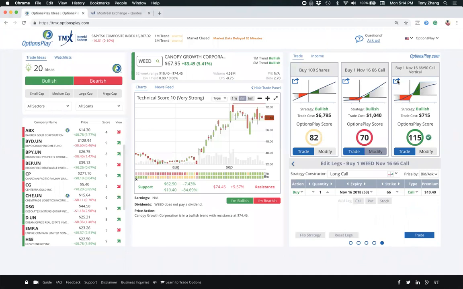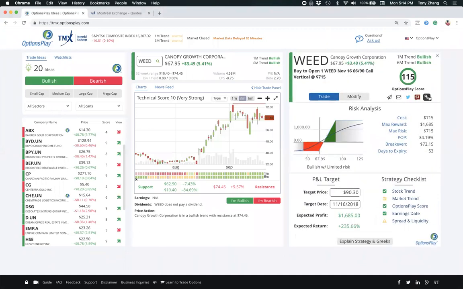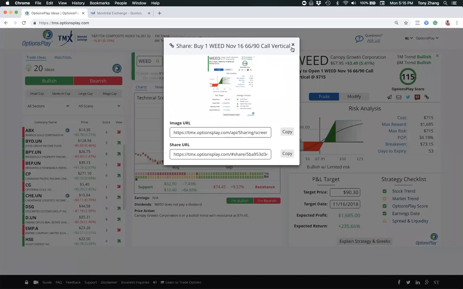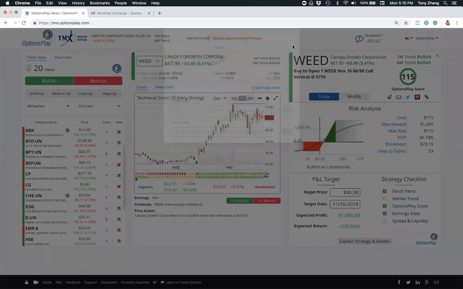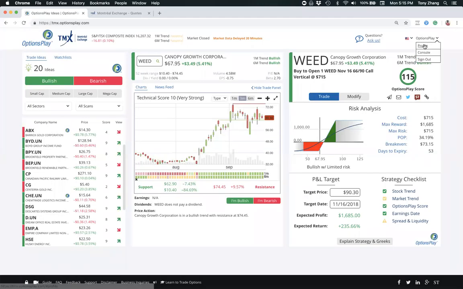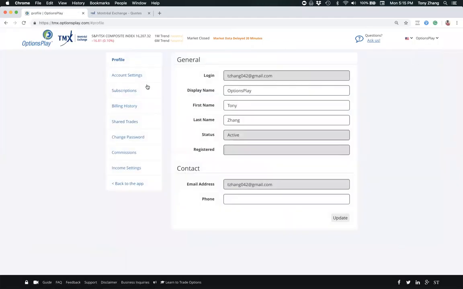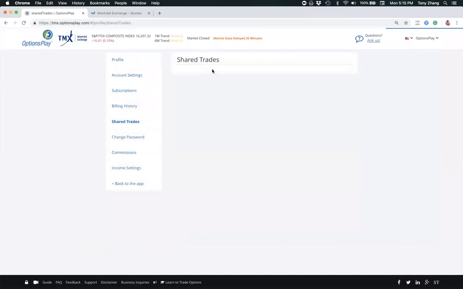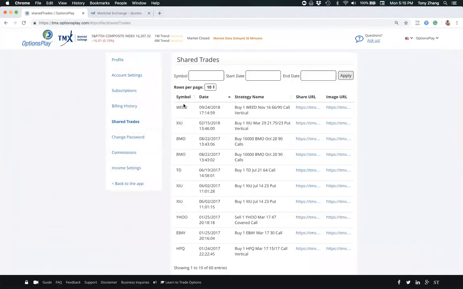You can click on the expand button for the strategy, and you can just save that trade to your profile. If you click on that share link, it will generate a link for you, and that saves the trade. Especially for those of you that are brand new and want to paper trade and follow some of these trades without actually trading them, you can click on that save button, and then they're all saved in your profile.